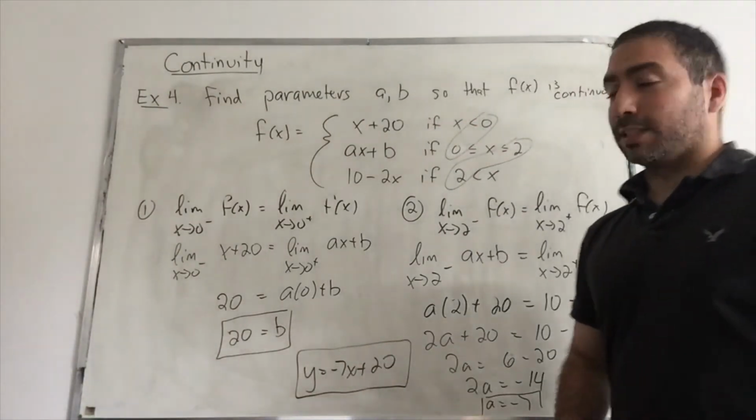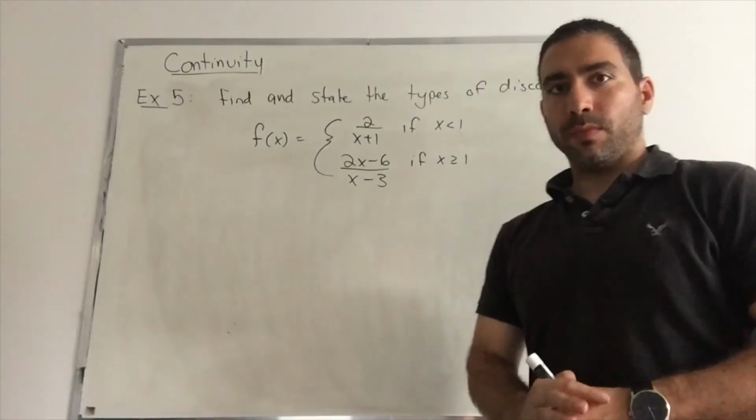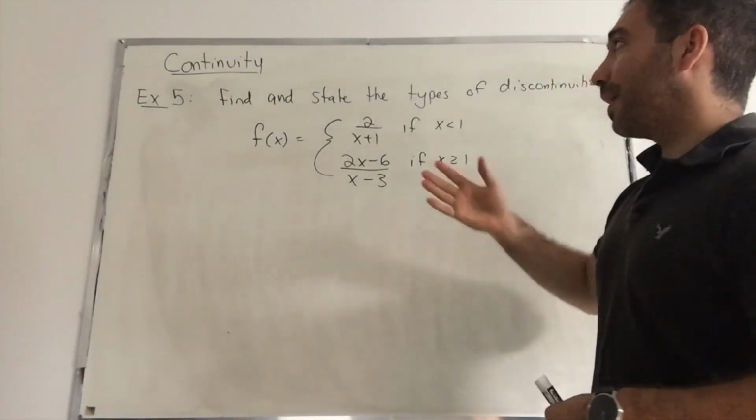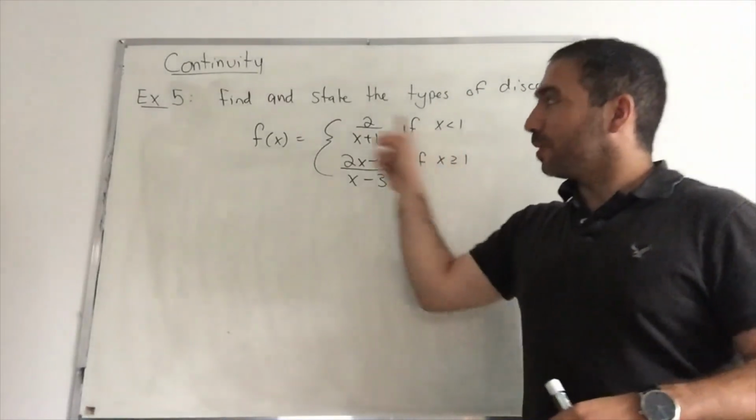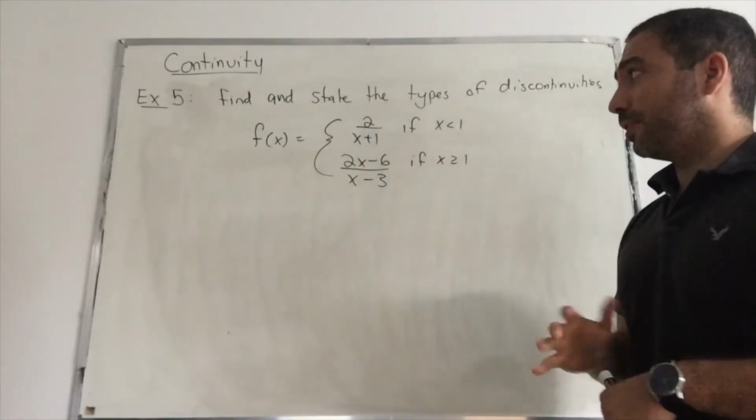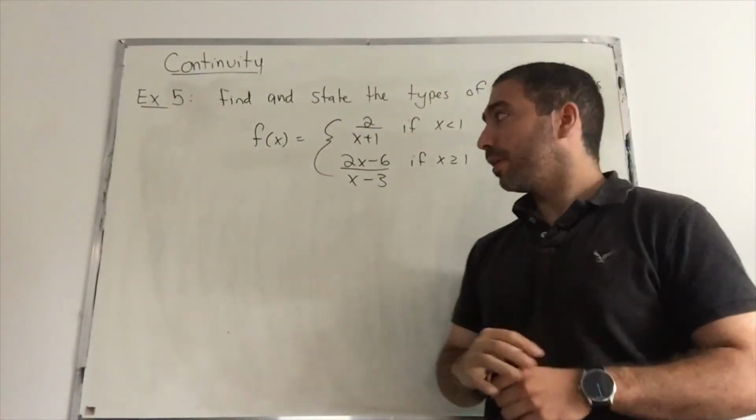Okay. Let's keep practicing and let's look at our last example. Okay, so in this example here, it's asking us to find and state the types of discontinuities. So we have to find all of the types of discontinuities and actually state which type we're dealing with here.